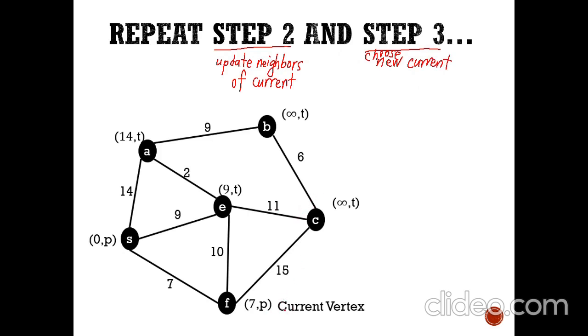So this is our current vertex. So we will update the neighbors. Notice that S is already permanent, so we can just ignore it. So the neighbors of F are E and C. So according to step 2, we update the neighbors of the current. So 7 plus 10, you get 17. But 17 is a longer distance. So this means that 9 stays. Okay, meanwhile, 7 plus 15, you get 22. And 22 is less than infinity. So this one is replaced by 22.